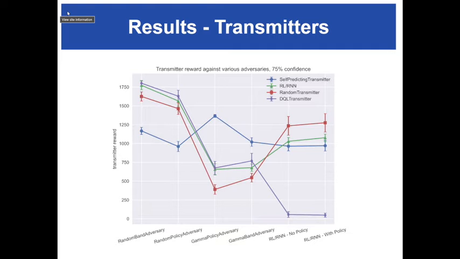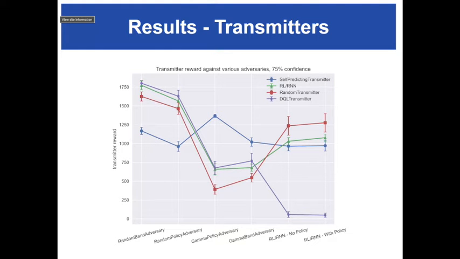First off, the reinforcement learning based transmitters, which are the DQL transmitter and the RL/RNN, which are the green, blue, and purple ones, did pretty well against the more random ones, but there's definitely still some weaknesses. For example, if you consider the column with the gamma policy adversary, by far the best one is the self-predicting transmitter, but that actually has the gamma policy adversary inside of it. So it's literally performing mathematically perfectly against it.